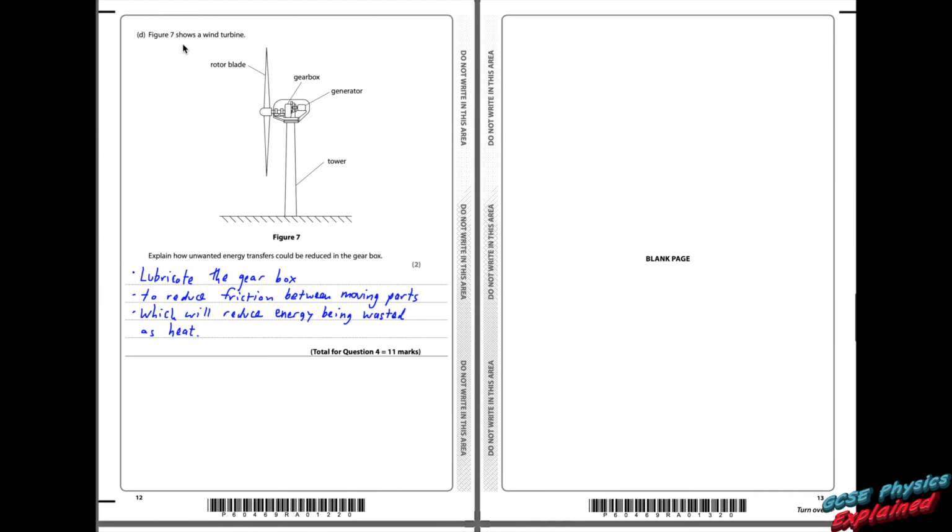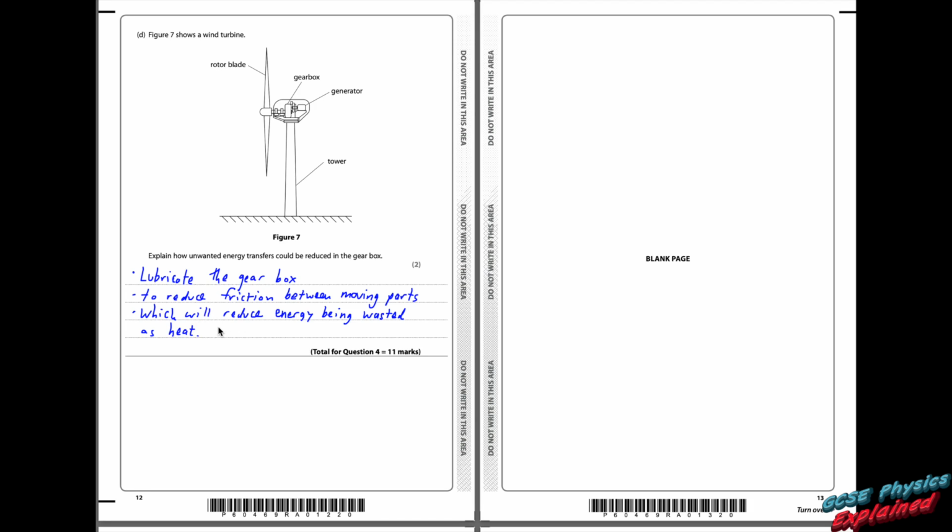Part D. Figure 7 shows a wind turbine. Explain how unwanted energy transfers could be reduced in the gearbox. Well, just lubricate the gearbox, and that'll reduce the friction between the moving parts, which will reduce energy being wasted as heat. So you can see I've given 3 answers there for 3 marks, even though it's only worth 2. So that's just to make sure I've covered it correctly.